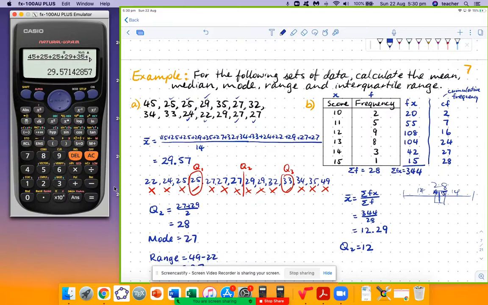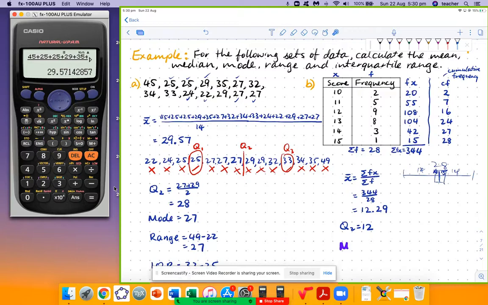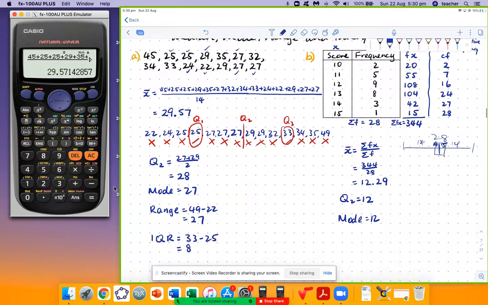If we need to find the mode, we're just looking at the frequency, which number occurs the most, and you can see the frequency of 9 is the highest. So then our mode is also 12. The last thing, we're not at the last thing yet, the range. So the range is your highest score minus your lowest score. So we're looking at these scores here. So the highest value is 15, the lowest value is 10. So the range is 15 minus 10, which is 5.